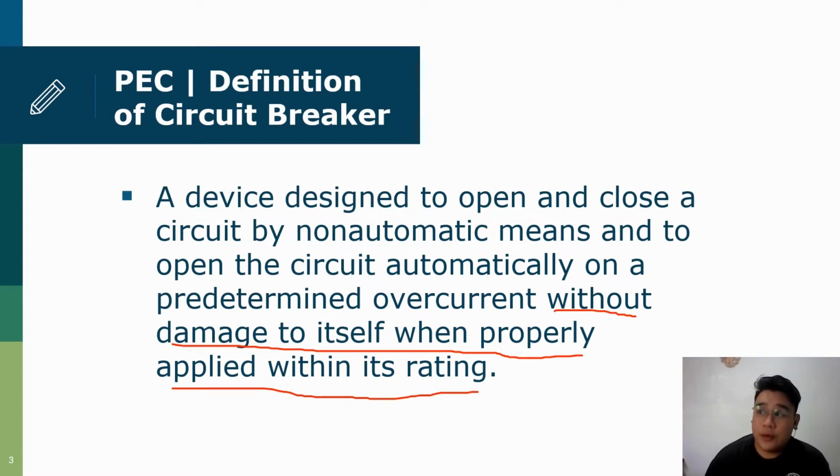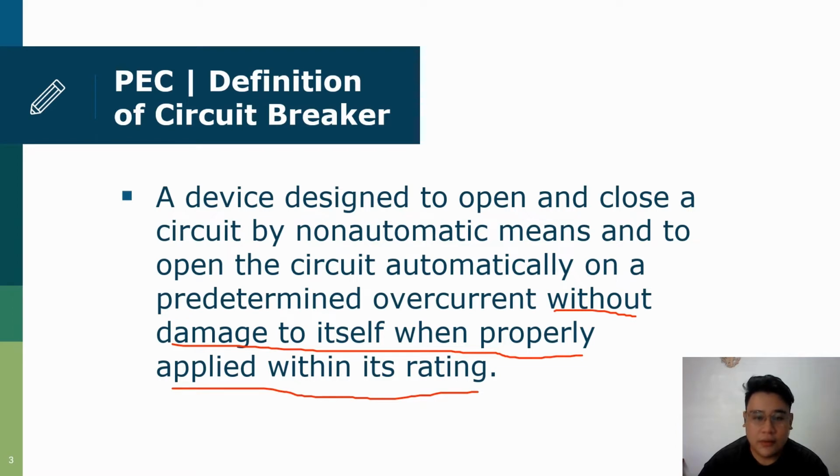For example, kung ang rating mo sa isang circuit breaker is sobrang taas, ang mangyayari, nagkakaroon na ng aberya, pero yung circuit breaker mo, hindi pa rin nagtitrip, which is dangerous. Kapag naman sobrang baba, wala pang aberya, pero nagtitrip na yung circuit breaker mo. So, kaya nagkakaroon tayo ng mga calculations para ma-determine natin yung dapat na circuit breaker rating sa certain circuit.